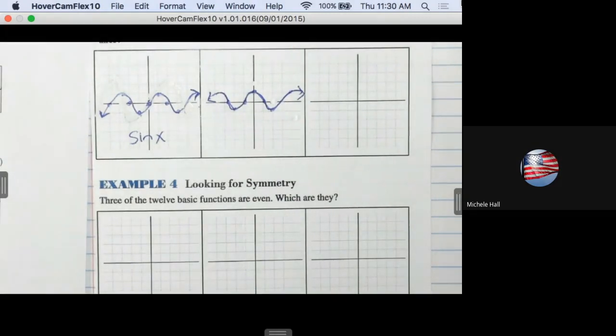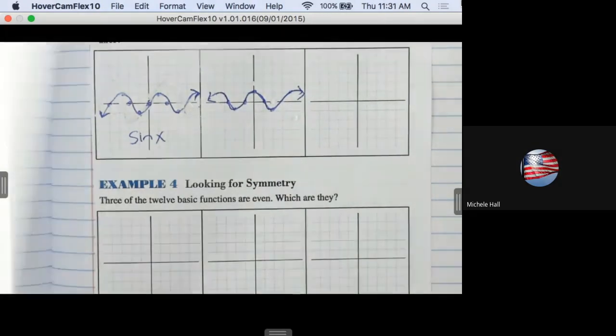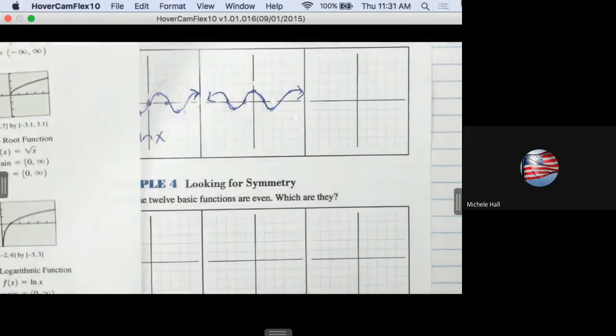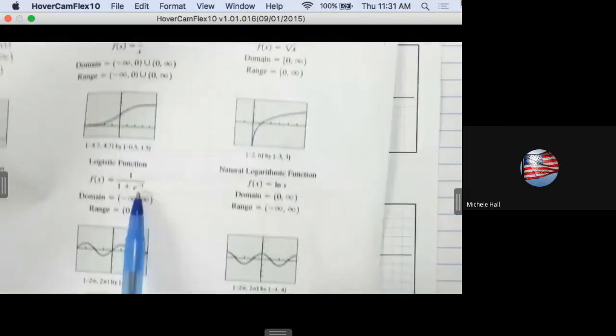And yep, they say that one is. So very good, Hannah. The logistic function, this one right here.